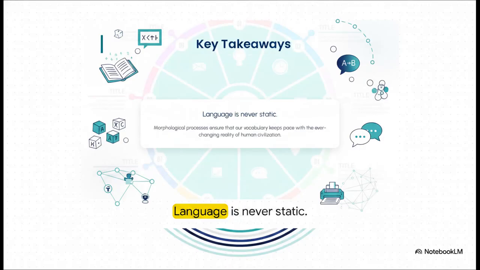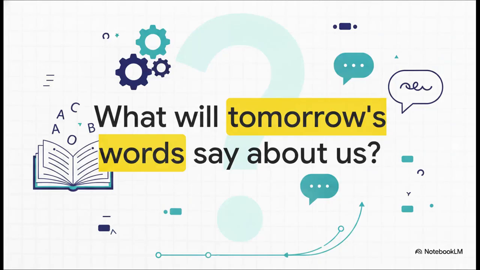The most important thing to remember is that language is never static. These morphological processes ensure that our vocabulary keeps pace with the ever-changing reality of human civilization. The words we invent today are quite literally the historical footprints of our cultural exchange. Which leaves us with a rather profound thought to end on. If every new word tells a story about human innovation and the world we live in right now, what will the words we invent tomorrow say about the society we're building today?